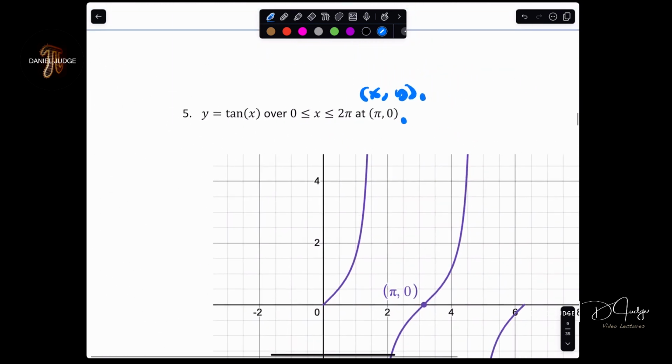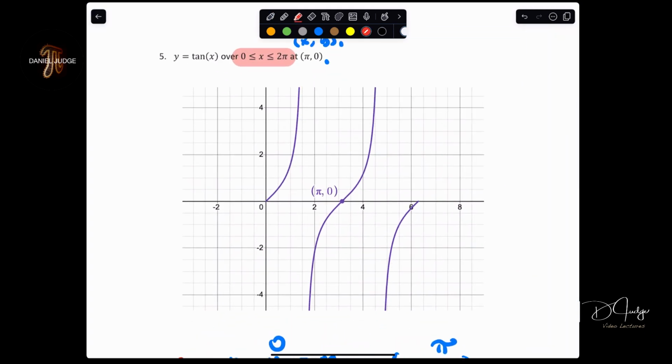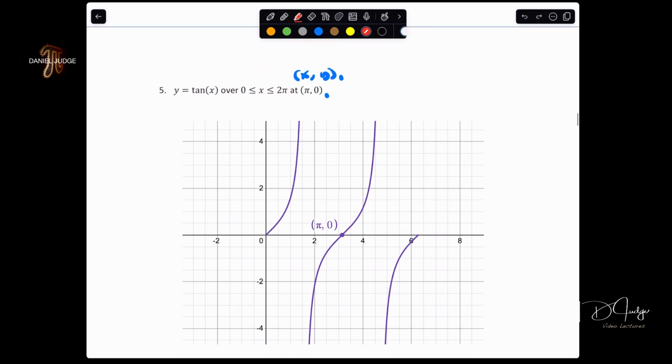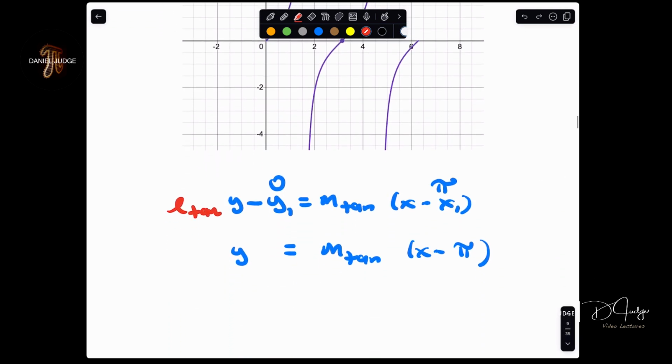And this is defined, ladies and gentlemen, let's point this out, over a restricted domain from 0 to 2 pi. So your domain here goes from 0 to 2 pi. I just want to point that out. Tangent is periodic. There are more periods of tangent, but we're just looking at 0 to 2 pi. And the indicated point is at pi, 0.